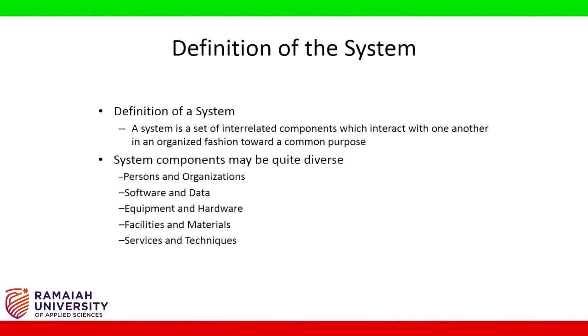Definition of a system. A system is a set of interrelated components which interact with one another in an organized fashion towards a common purpose. System components may be quite diverse: persons and organizations, software and data, equipment and hardware, facilities and materials, services and techniques. A system is, simply stated, an integrated composite of people, products, and processes that provide a capability to satisfy a stated need or objective.